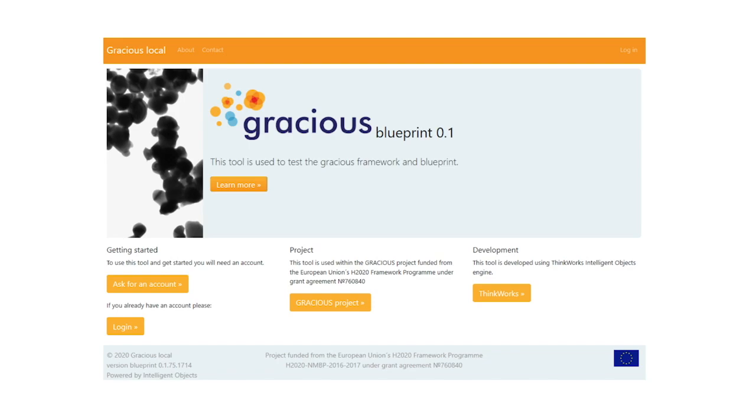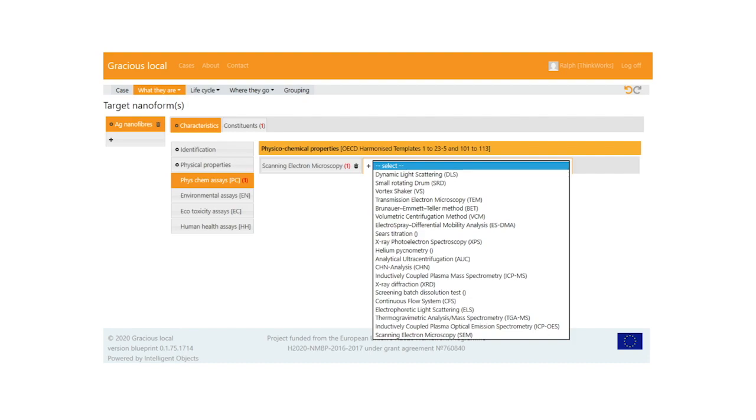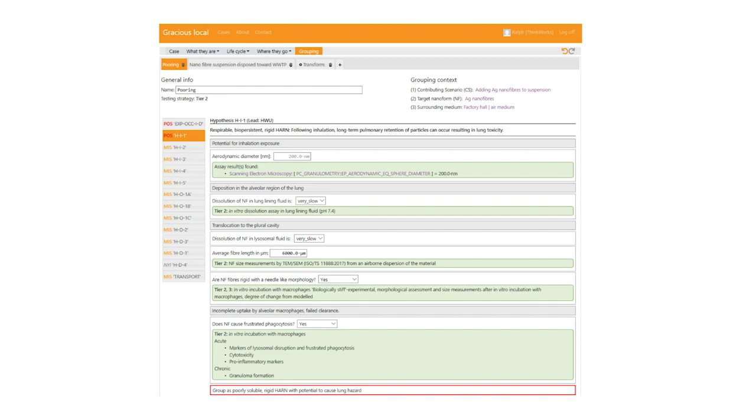So this is the front page of the software. You can see we have our Gracious software with links and information about the development. And then this is what you would see once you've logged in. You'd see some information about your case study, the basic information, what they are, the life cycle, where they go, and then a grouping decision. The software leads you through the information requirements to allow you to generate your grouping decision.